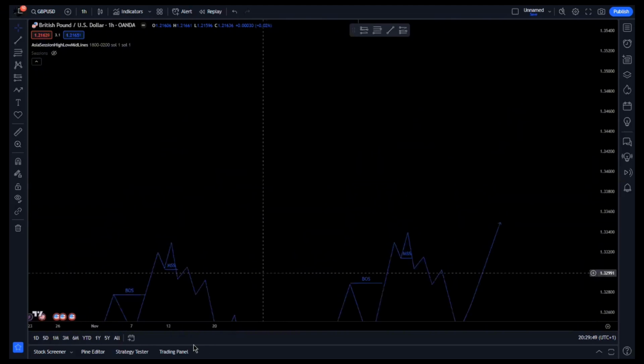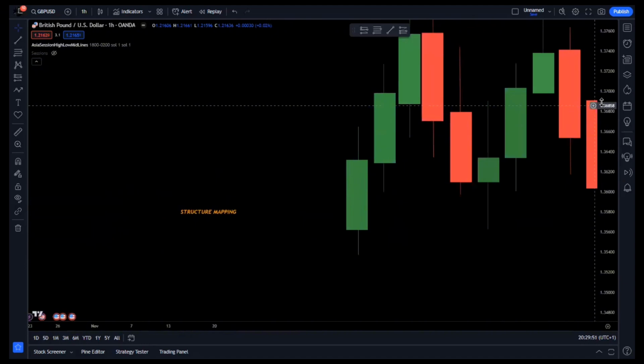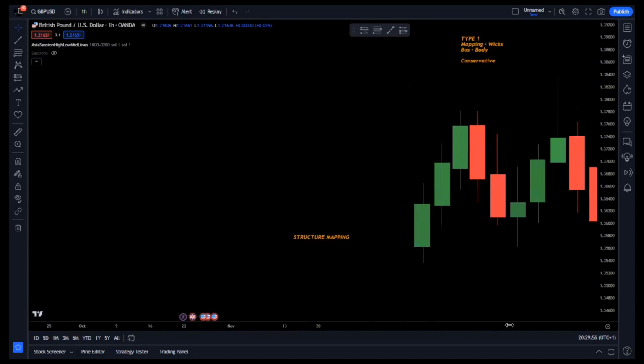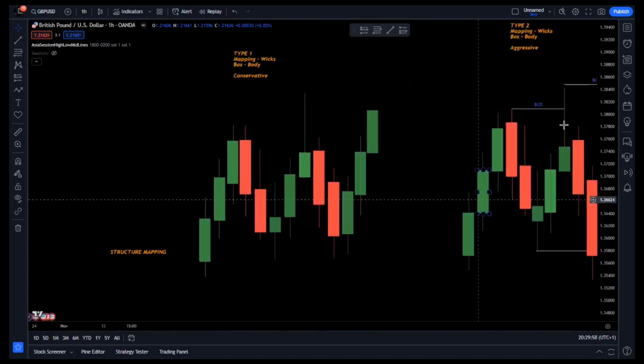Now, let's dive into another interesting thing. We're going to be talking about structure mapping.